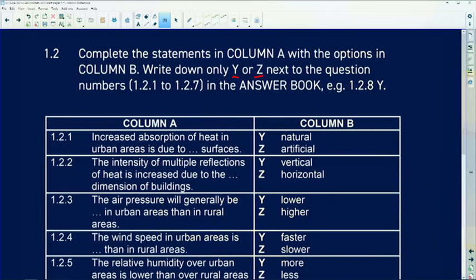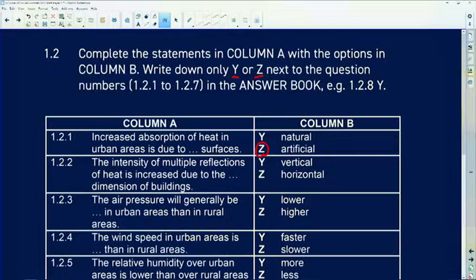Now, if we quickly have a look at question 1.2.1, increased absorption of heat in urban areas is due to artificial surfaces. Okay, let me just quickly elaborate about this. When we look at urban areas, and let's go back, urban heat islands. What's an urban heat island? It's an urban area warmer than the surrounding rural areas. The simple reason why is because there are so many more artificial surfaces, such as tar roads and concrete buildings. So what do they do? They absorb more heat. And that's what's being discussed in question 1.2.1.